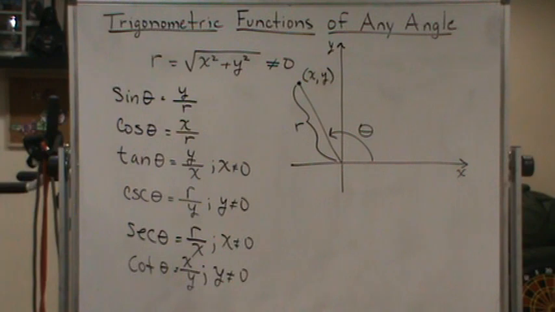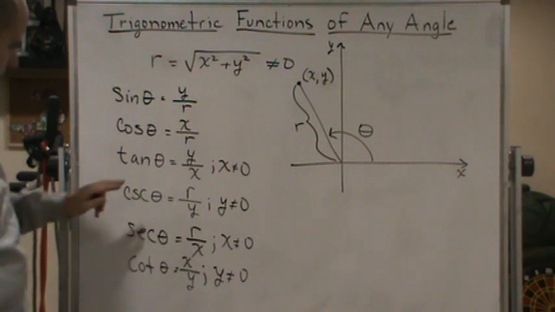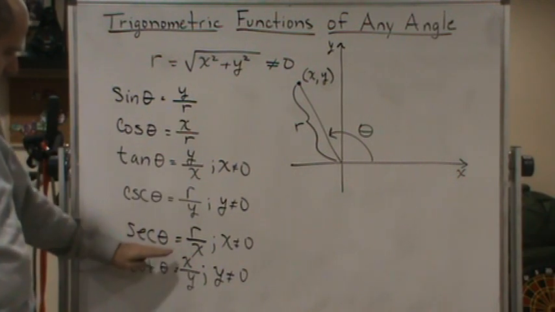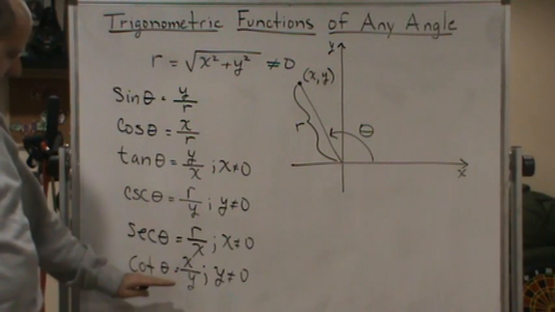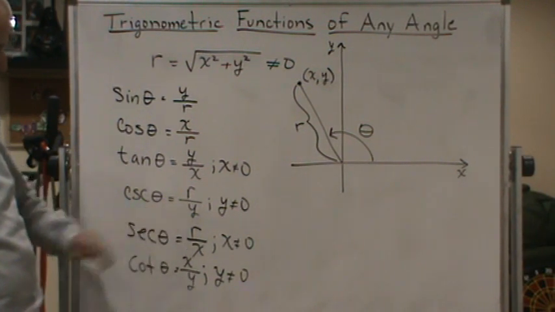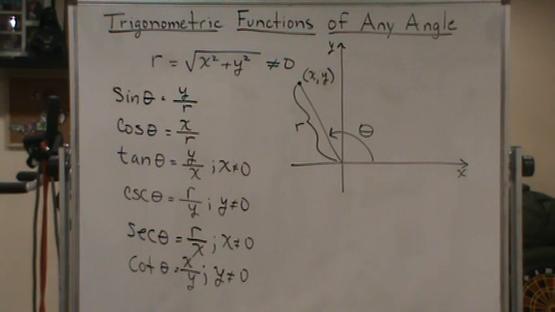Now, because r can't be equal to 0, it follows that the sine and cosine functions are defined for any real number value of theta. However, when x is equal to 0, the tangent and the secant of theta are undefined, right here and right here. And similarly, when y is equal to 0, cotangent and cosecant are undefined.